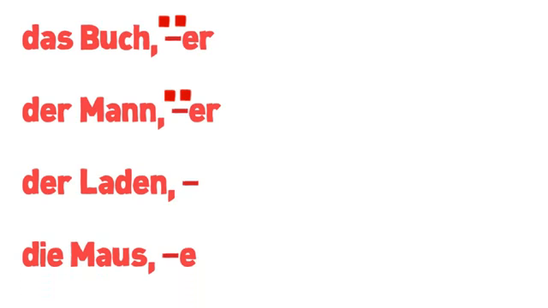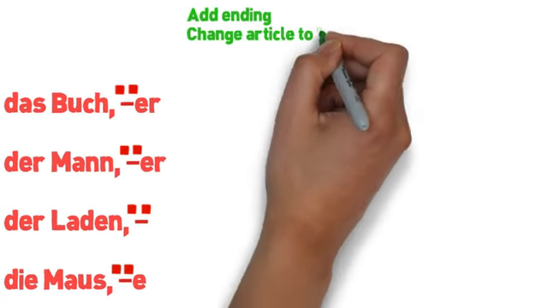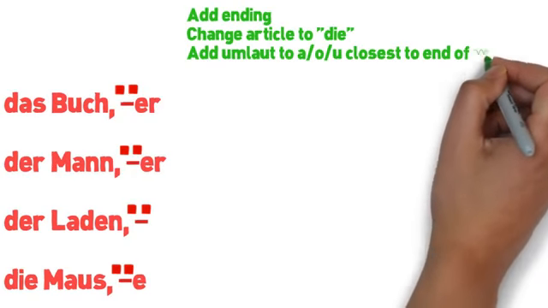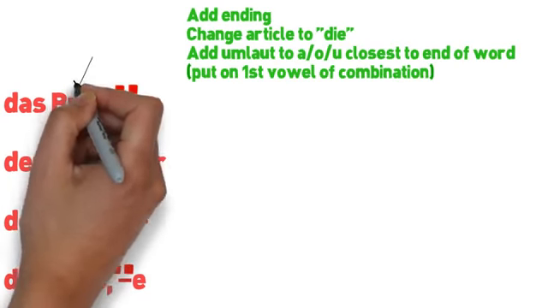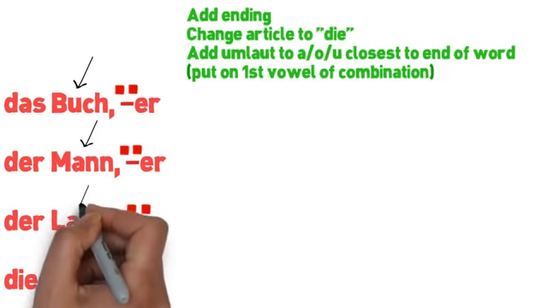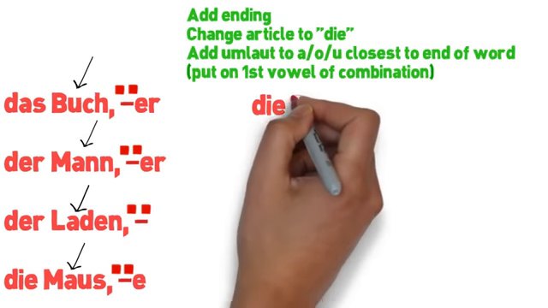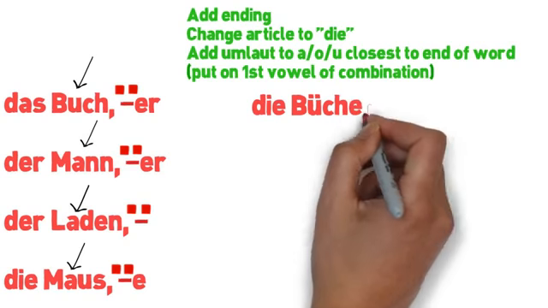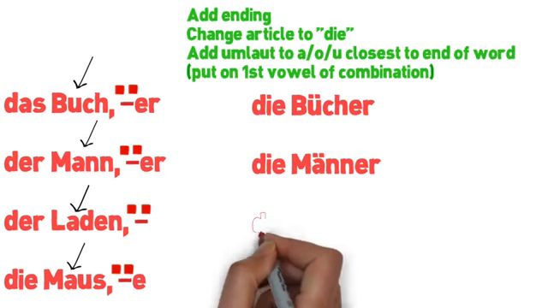When you see a noun listed with an umlaut over the dash, this means that the umlaut will be added to the A, O, or U closest to the end of the singular form word. If there's a combination vowel like AU in the word, the umlaut will go over the first one. So in Buch, the umlaut will go over the U. In Mann, it will go over the A. In Laden, it will go on the A as well, because even though the E is closer to the end of the word, umlauts can't go on E's. And in Maus, the umlaut will go on the A, because they go over the first vowel of two vowels combining to make one sound.